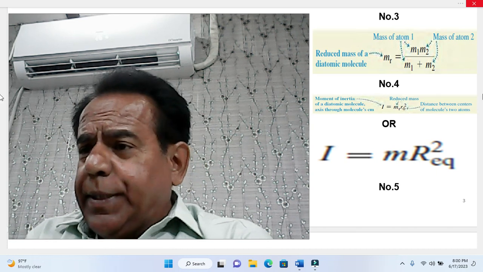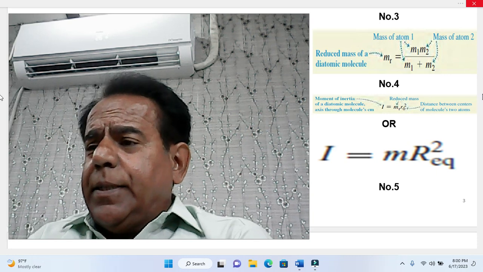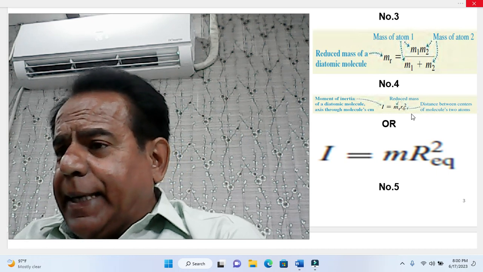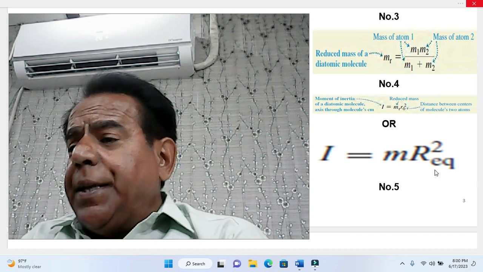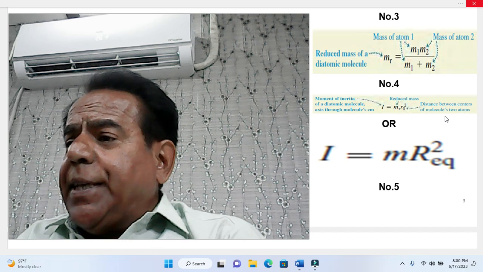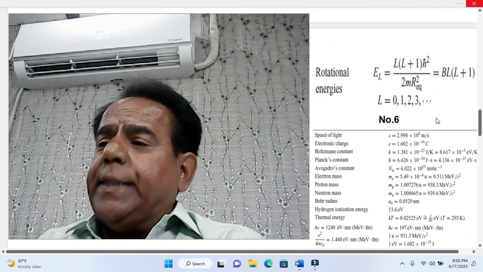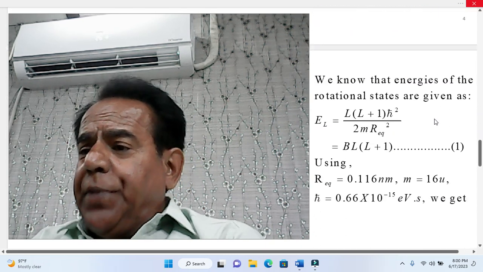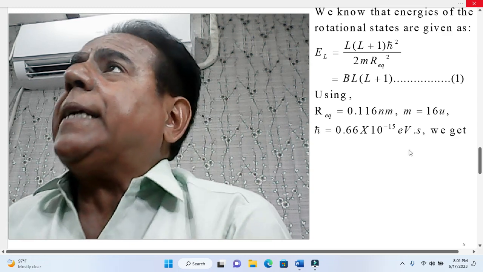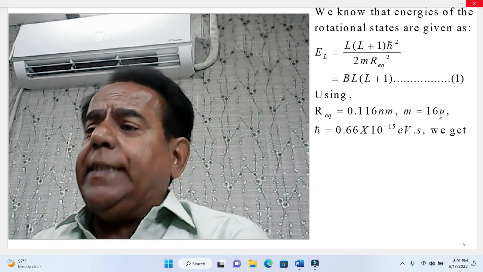Because in our expression it is described that R equilibrium is the distance between the centers of the molecule's two atoms. So here two atoms are of oxygen, and hence we will take M equal to 16 atomic mass unit. We will not take M equal to 12 U. 12 is for carbon while 16 is for oxygen.